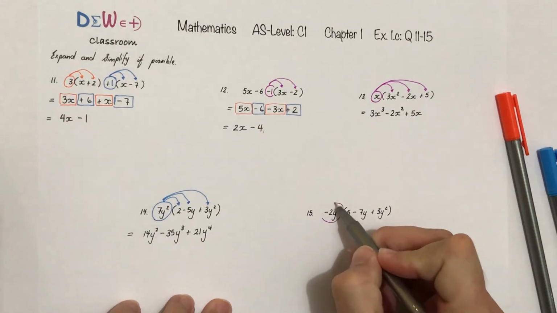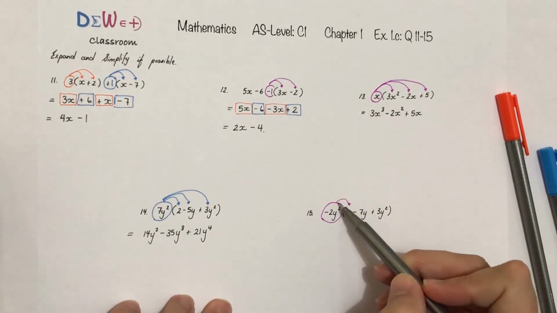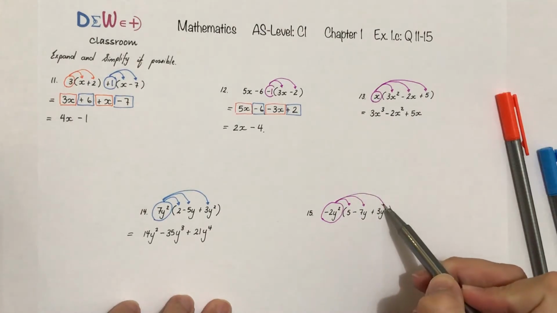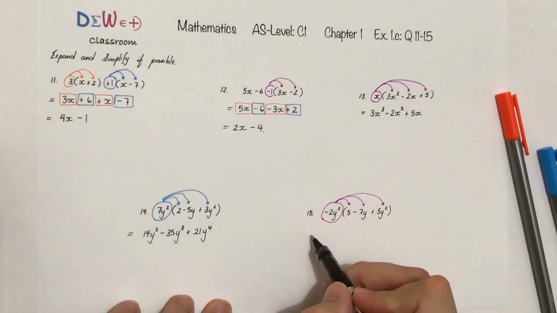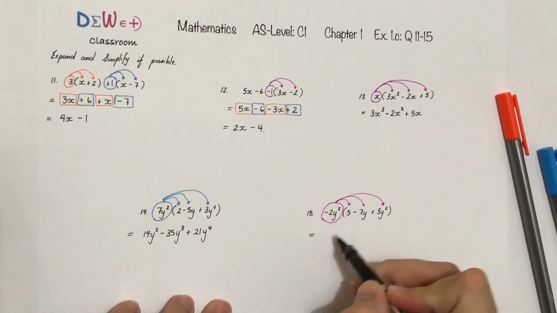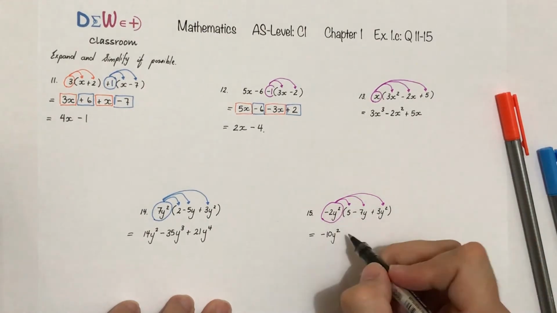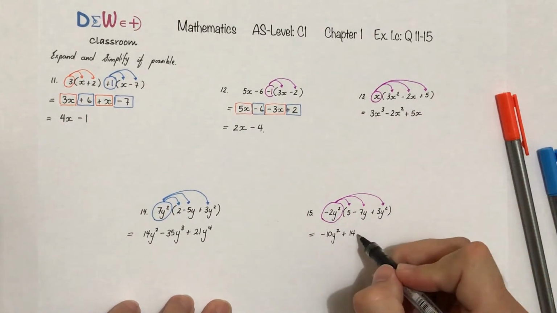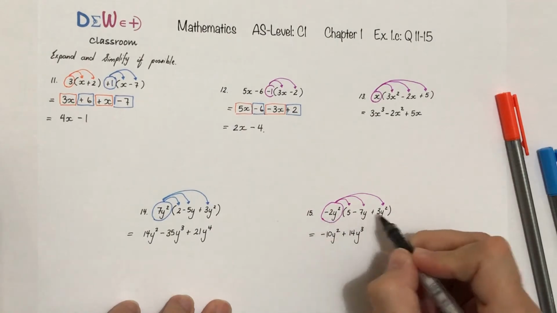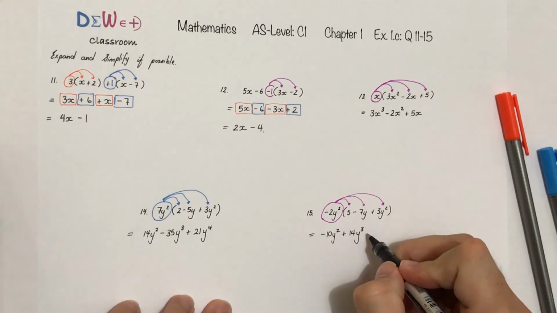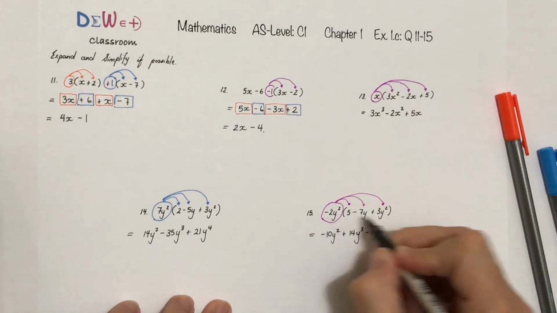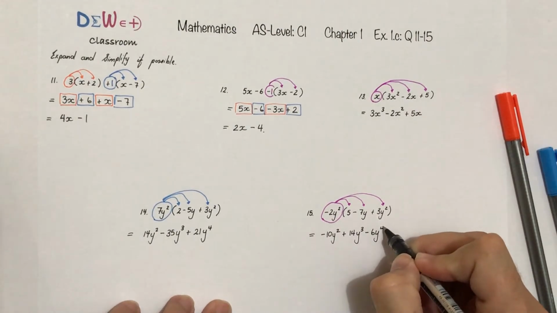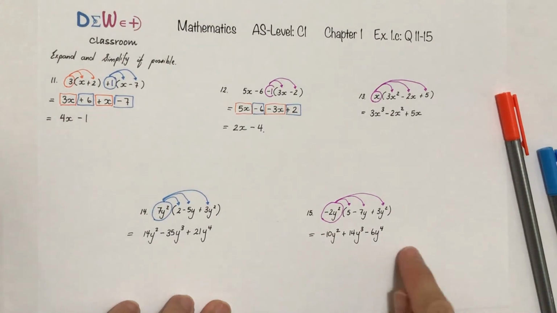Number 15, minus 2y squared gets multiplied by each one of your terms inside of the bracket. We then have minus 2 times 5 will give you minus 10y squared. Minus 2 times minus 7 gives you plus 14y squared multiplied by y is y cubed. Minus 2 times plus 3 is minus 6y squared times y squared, y to the power 4. Once again, there are no like terms, so we can leave it as such.